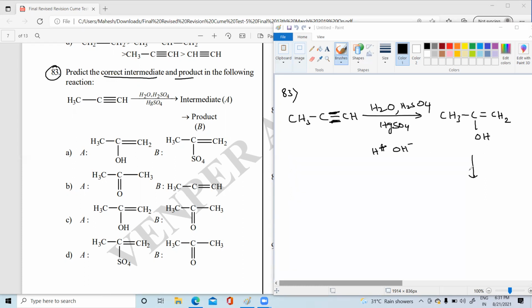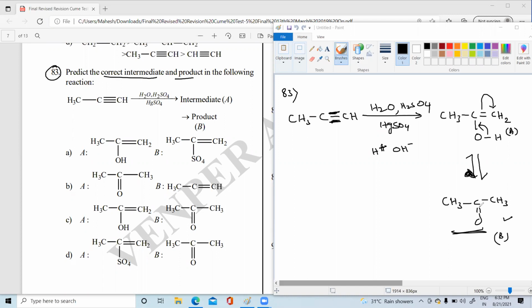Here keto-enol tautomerism takes place, students. We'll get C double bond O CH3, acetone. How will the keto-enol tautomerism work? Here OH will be there, so this bond will polarize and shift to this side. A 1,3 hydrogen shift takes place, keto-enol tautomerism. This is the intermediate, and this is the product, students.